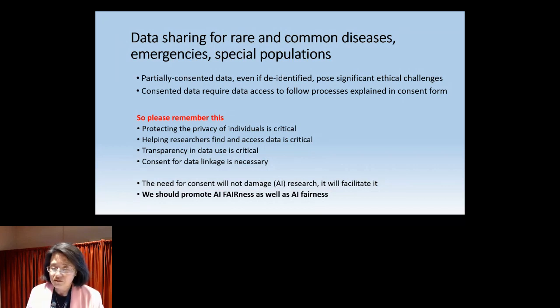Another current trend is to try to link individuals in different databases. Please understand that the more you link, the more privacy can be breached. And if people didn't consent for the linkage, you should not link. I mean, this is a very basic concept that I think for this audience, I can pass along. So the need for consent will not damage AI research. We have shown that with our I concur, I agree studies.